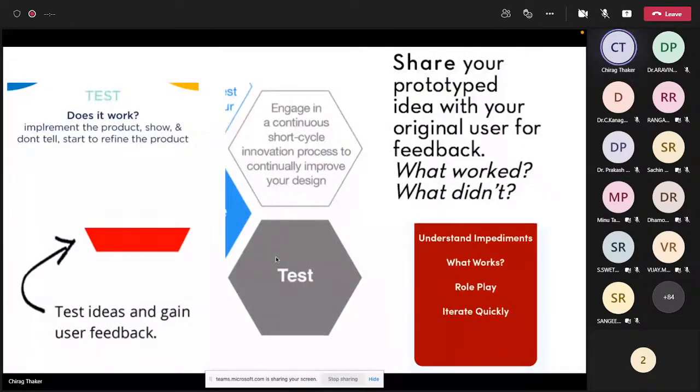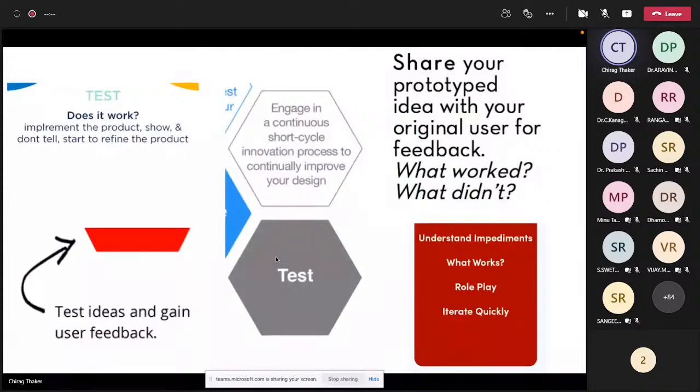So why test? Implement the product or show it, don't tell, and start to refine the product. So you test ideas and gain user feedback. You have already developed the prototype. Now it is the testing part. You go to your end users or a subset of your end users or user community, get their genuine feedback and try to refine what is being developed, either product or process. So engage in a continuous short-cycle innovative process to continually improve your design. So that is the objective of test.